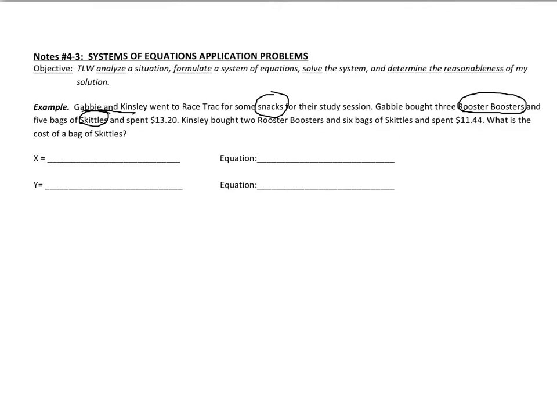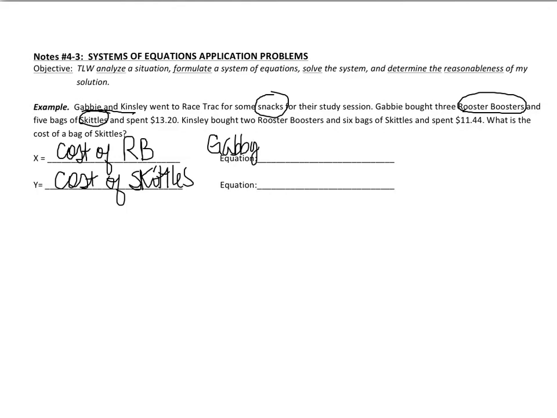You can assign them either way. I'm going to make X the cost of the Rooster Boosters, and Y is going to be the cost of the Skittles. Now when we make our equation, we're going to make one of our equations for Gabby on what she spent, and our other equation is going to be for Kinsley with what she spent.